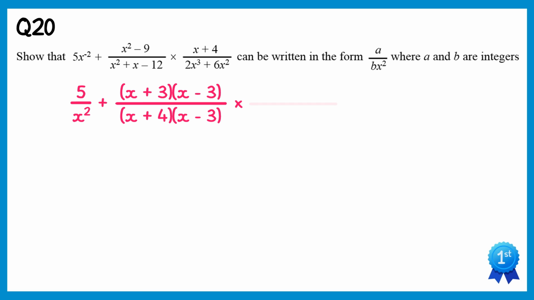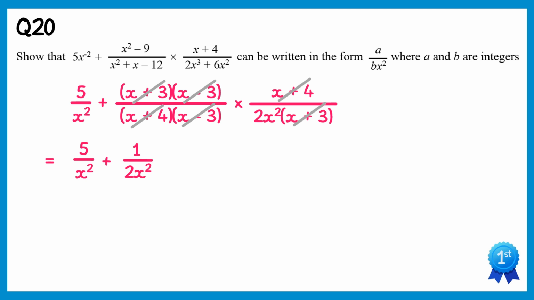For the next fraction we'll leave the top alone as x plus 4, but on the bottom factorise out 2x squared, so you'll get 2x squared brackets x plus 3. There's now lots of cancelling to do. The x minus 3 brackets can cancel, the x plus 4s can cancel, and also the x plus 3s. So all we're left with is 5 over x squared plus 1 over 2x squared.